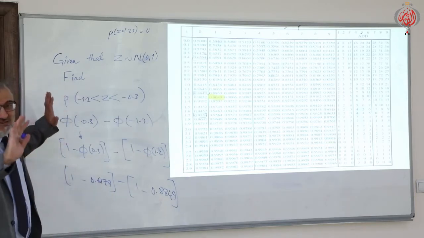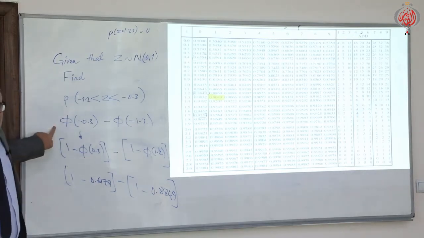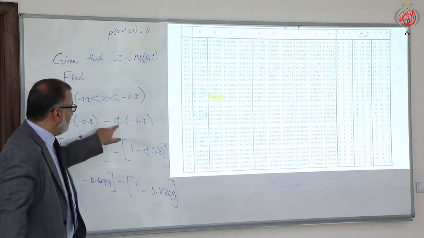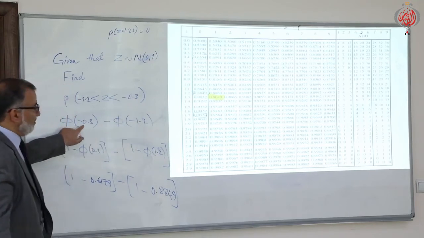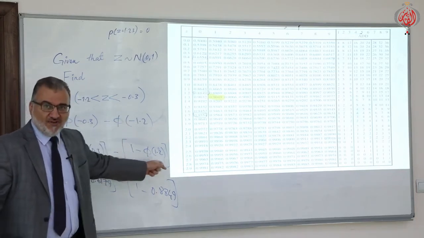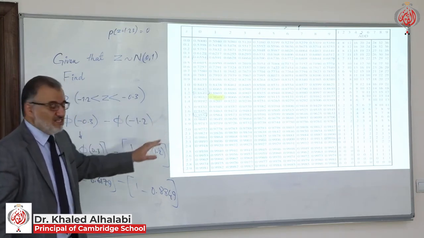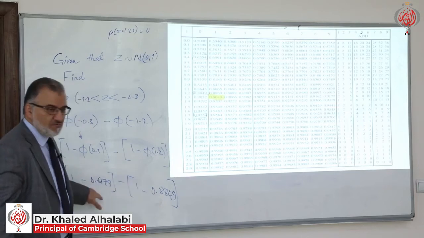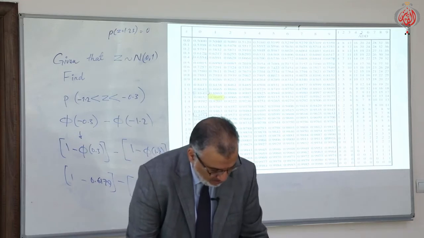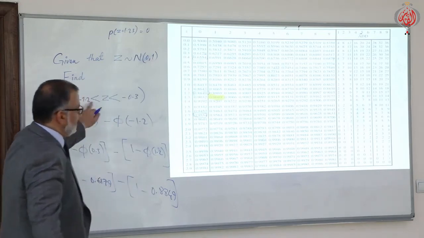So always, if you have a compound inequality, directly apply that rule. Say phi the bigger, what is on the right, minus phi the smaller. Then check if it is negative, change it into 1 minus phi. Since you have phi positive values, go to the table and find the values of the probability. Hence, you will get the final answer. So this is the situation if we have negative.